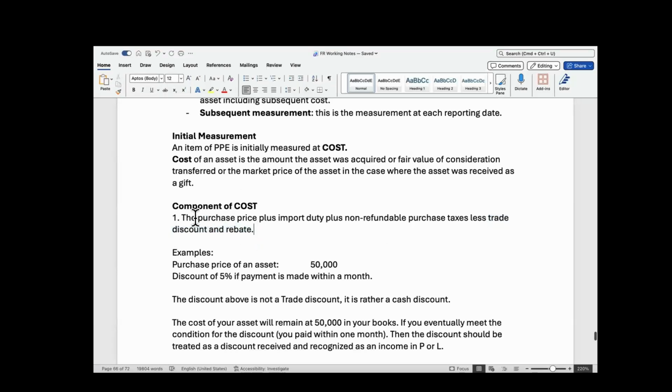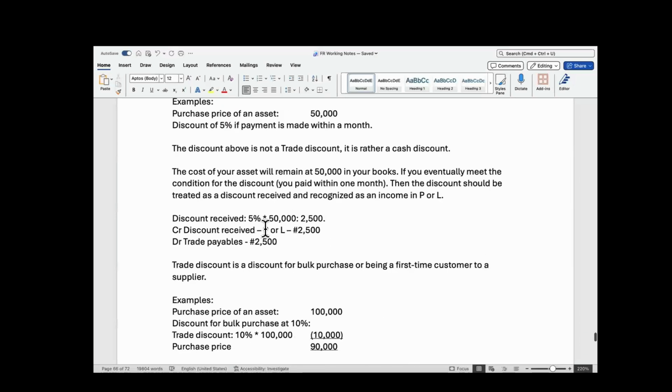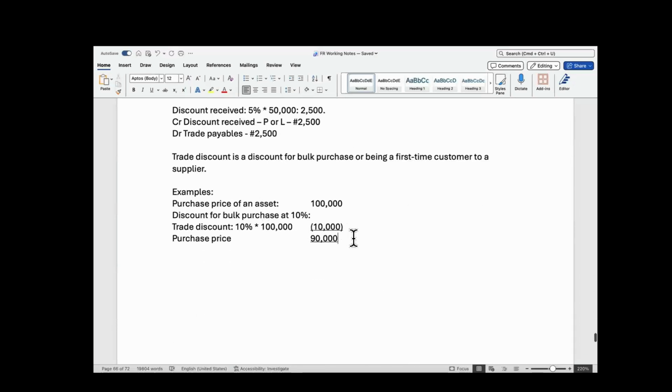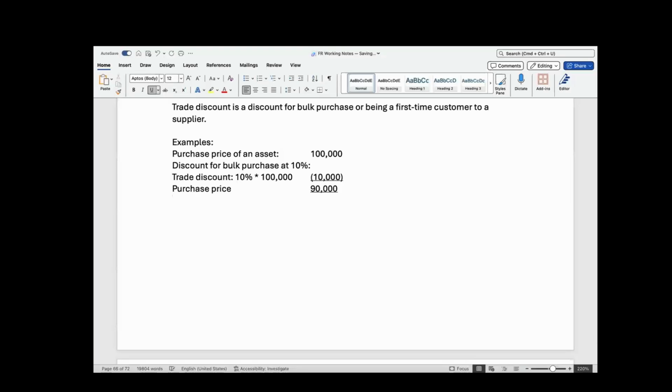So we have purchase price plus import duties, plus non-refundable purchase taxes, less trade discounts and rebates.